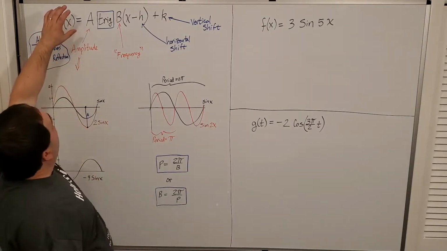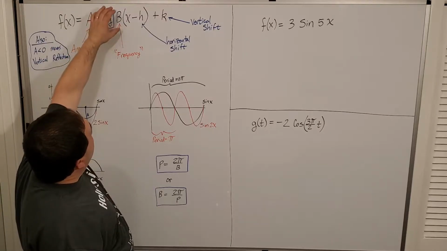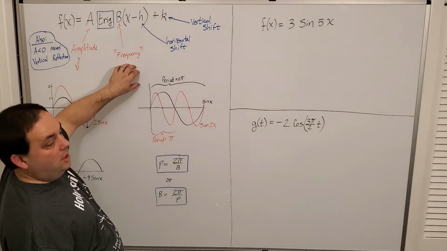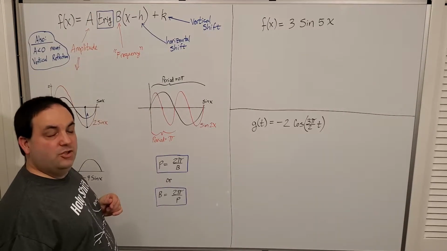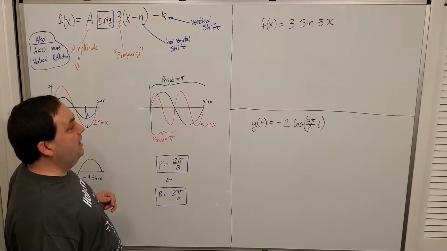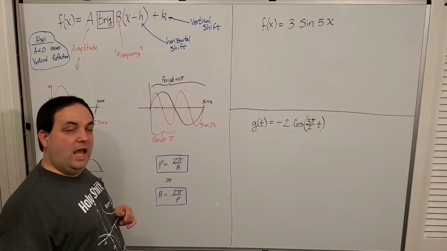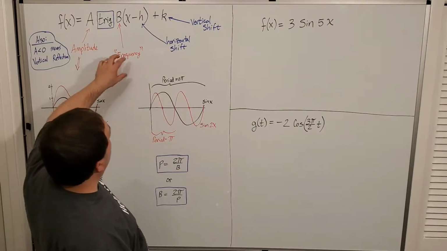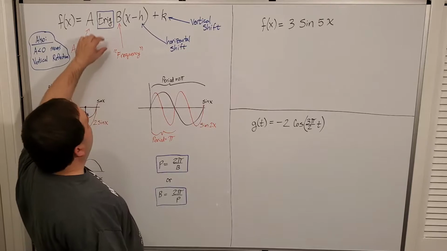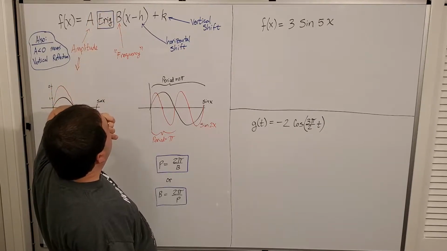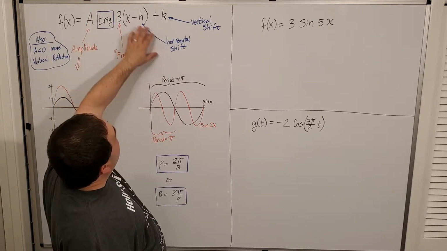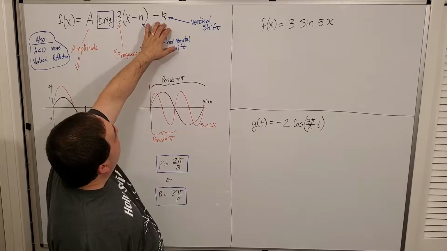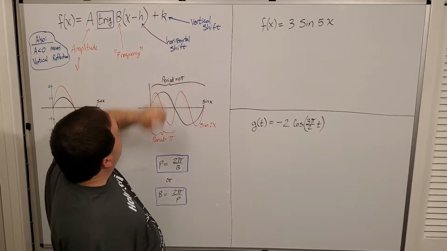So I've got what's called the amplitude. This is what I call the frequency. It's sort of a loose definition of the word frequency, and it helps you visualize exactly what this number does for the function. Okay, so I'm going to call the B letter here frequency, and then I've got the left and right shift, the horizontal shift, and I've got the up and down shift, the vertical shift.